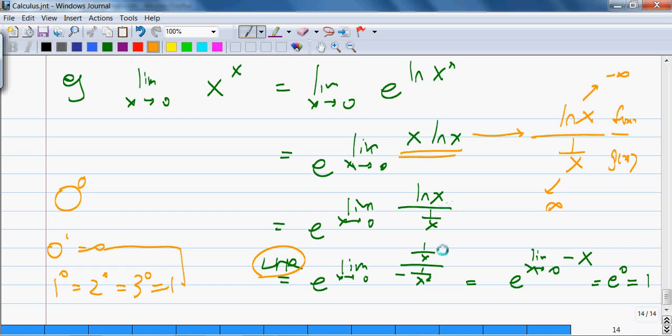When we apply L'Hopital's rule, taking the derivative of log x is 1 over x, taking the derivative of 1 over x is minus 1 over x squared. So when you simplify this, it only gets to minus x. And the limit as x goes to 0 of minus x is just 0. So it's e to the 0, which is 1. So that's why this whole limit is 1, not 0.